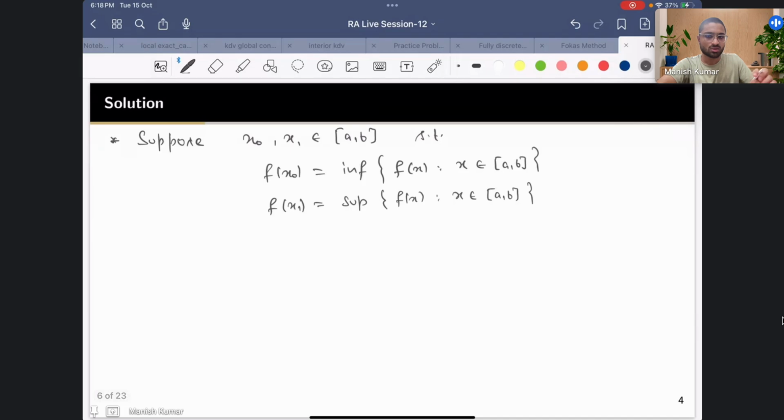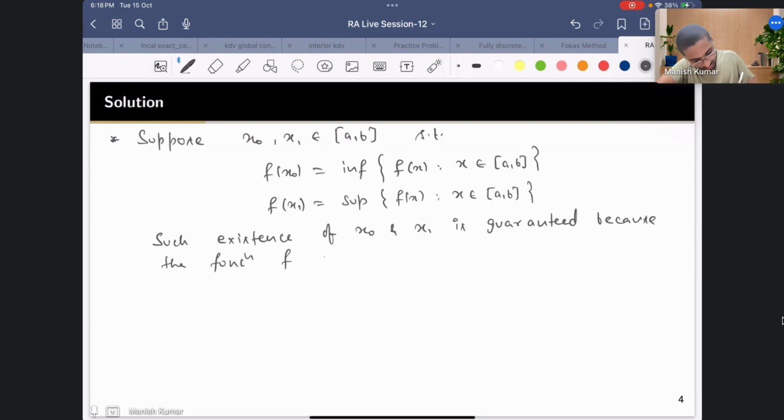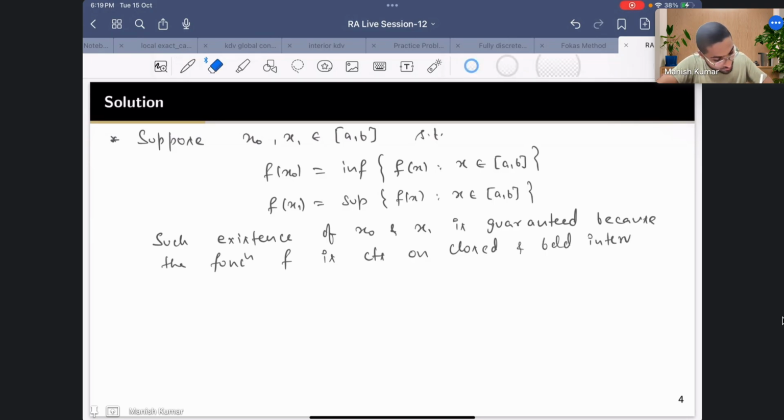So I am choosing these x0, x1 where it achieves the minimum and maximum. The existence of x0 and x1 is guaranteed because the function f is continuous on the closed and bounded interval [a, b]. So such a thing can be guaranteed.